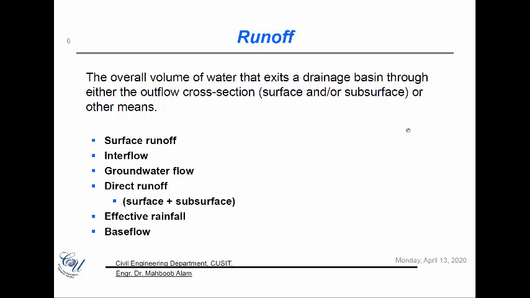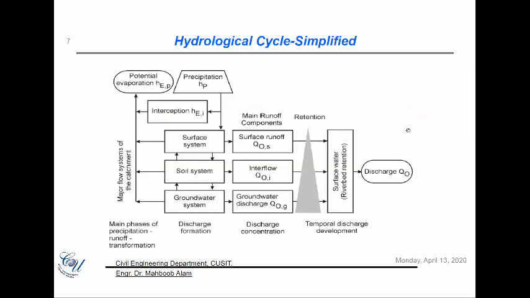Anyways, so runoff is done. There are different parts of runoff: the surface runoff, the interflow, groundwater flow, direct runoff, effective rainfall, and base flow. Through the course of this lecture, we will be differentiating between each one of the components of runoff, and these things would be understood. So let's see how we summarize, or how we make the whole process easier for us.